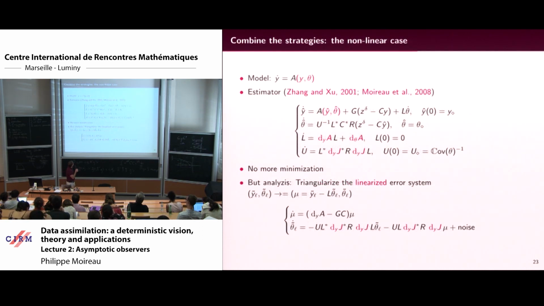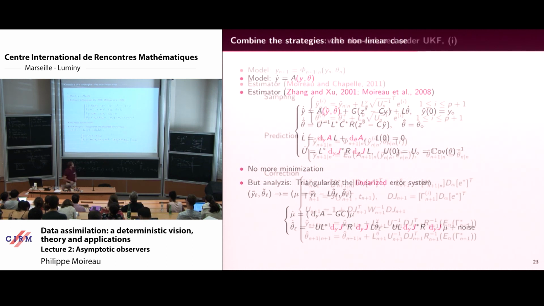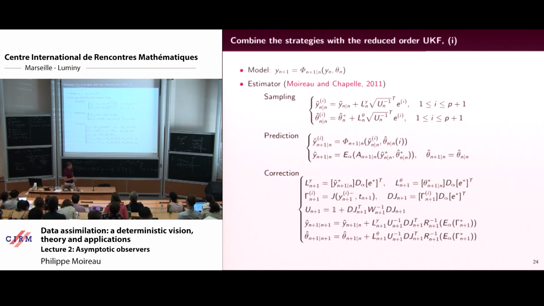Then you can do the nonlinear situation, and you extend everything by using the extended Kalman filter for the parameters. And then you get this error, you linearize the error, and you prove it. So you combine all the techniques that I've showed you for 2 hours now to prove that it works. And you can do the UKF version of that.